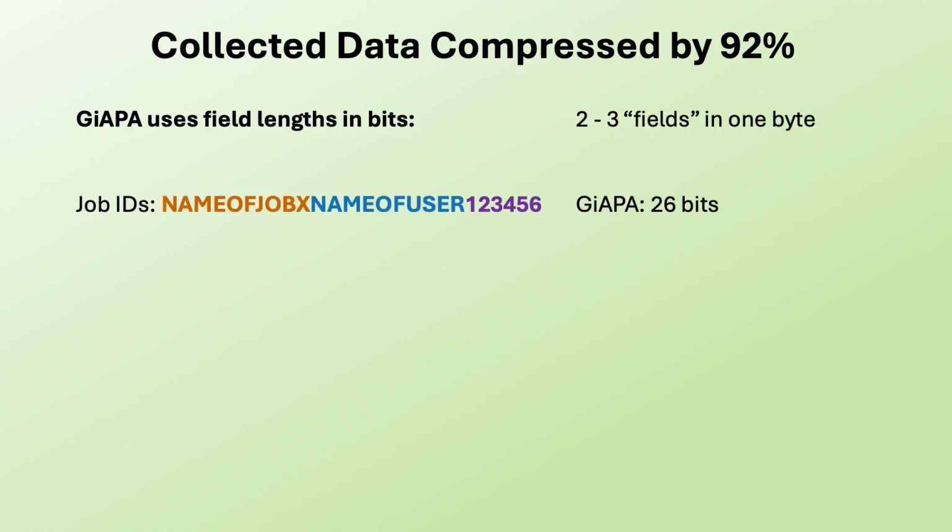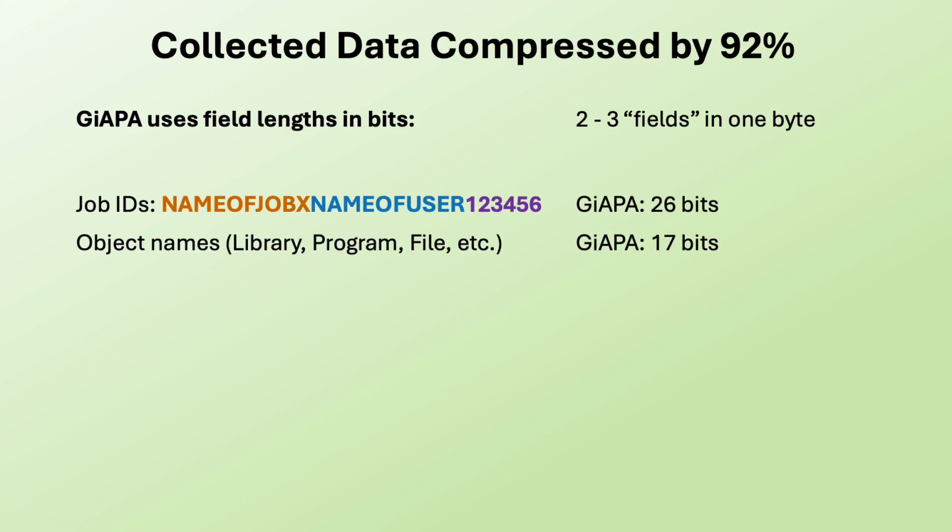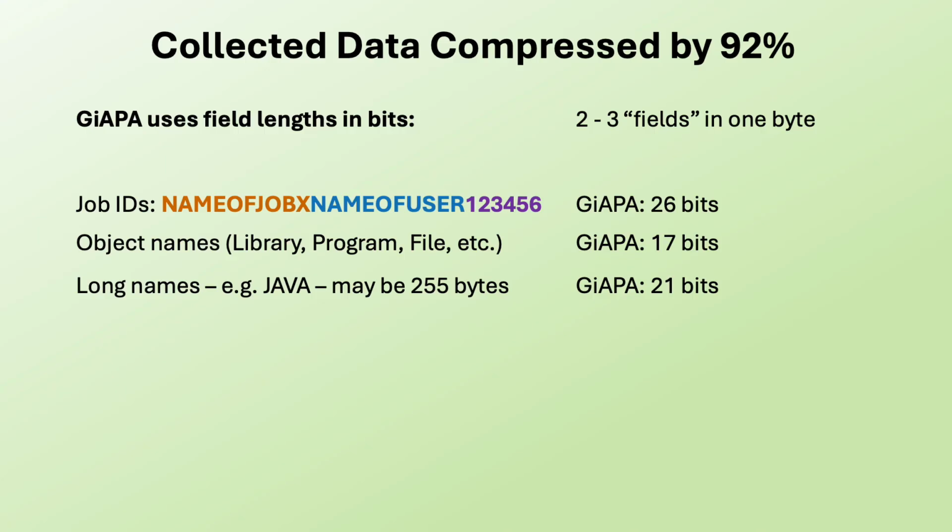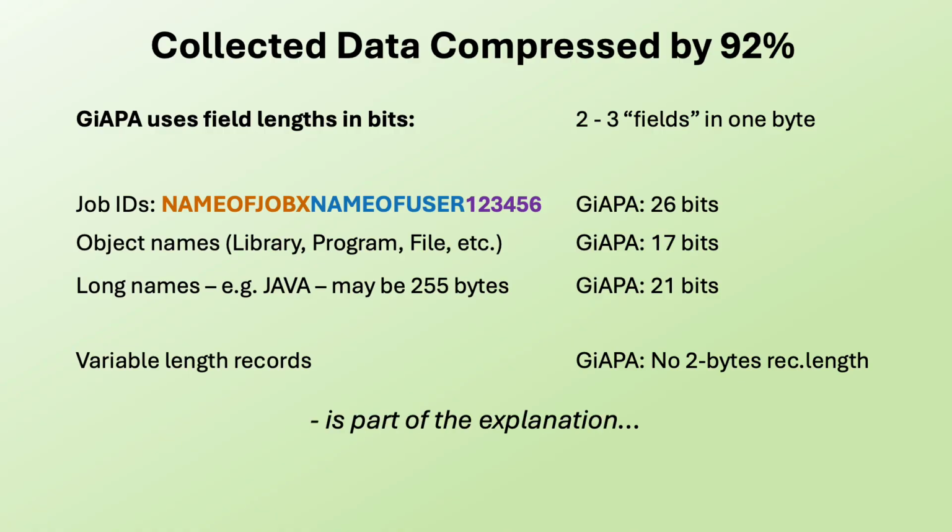All data belongs to a job ID being 26 bytes long. GiAPA stores them in 26 bits. For 10-byte object names, GiAPA uses only 17 bits. Long Java names require a bit more. Variable length records normally begin with a 2-byte length field. We manage without. These methods explain part of GiAPA's exceptional efficiency.